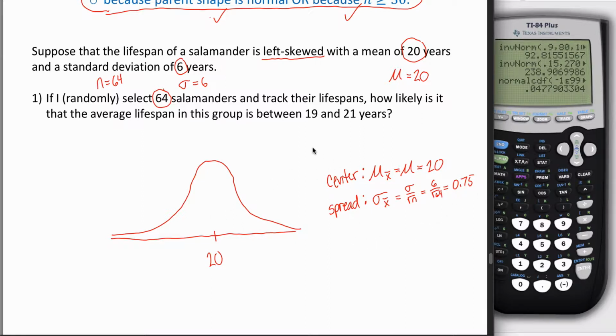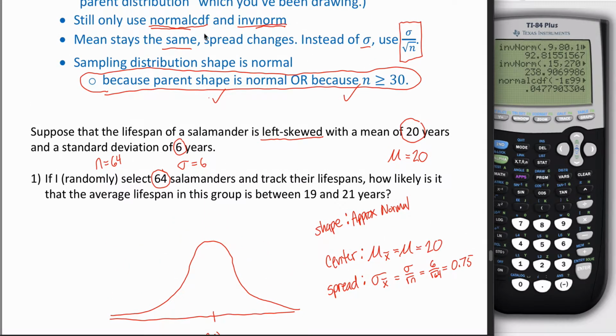One more thing before I go drawing my picture: often you'll see questions, like if this is on your midterm, where you'll be asked to justify the shape. The shape is always going to be approximately normal, or you can just write normal. Always, when you're doing these problems, because otherwise you couldn't use inverse norm or normalCDF.